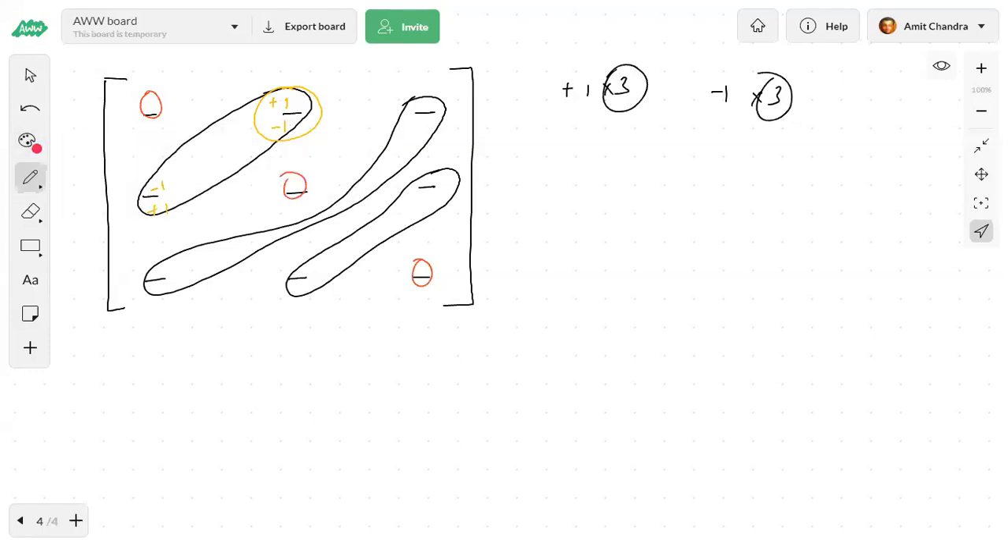So how many options for this? 2. How many options for this? 2. Why? Because if it is plus 1 here, minus 1 will be here. There is no other option. If it is minus 1, plus 1 will be here, no other option. So 2 into 2 into 2, right? Because when here it is plus 1, it can be plus or minus both. Whatever it is here, here it can be plus or minus. So all these options are happening simultaneously, at the same time. So the total number of cases will be 2 into 2 into 2.